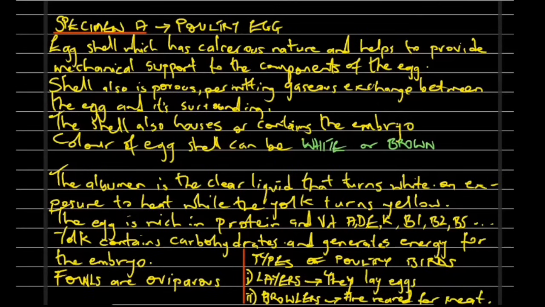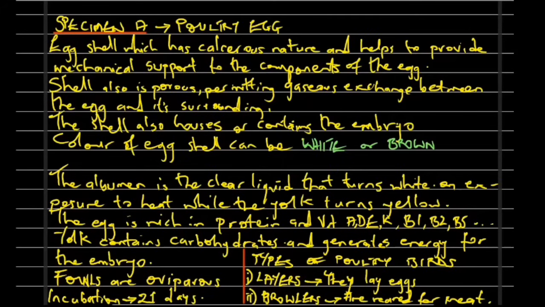Now, I've talked about the color. If you look at the incubation period of this particular organism, incubation and gestation together, we have a period of 21 days. Incubation in poultry birds is approximately 21 days. So that is about the eggs that we want to talk about.